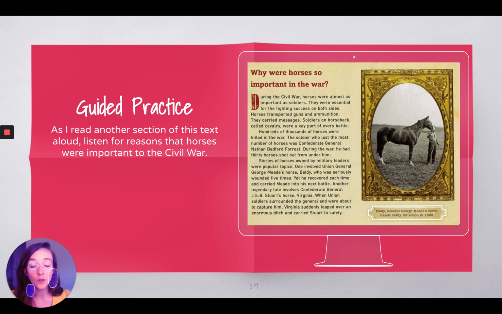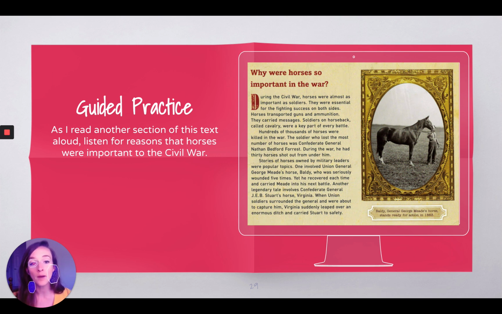Why were horses so important in the war? During the Civil War, horses were almost as important as soldiers. They were essential for the fighting success on both sides. Horses transported guns and ammunition. They carried messages. Soldiers on horseback, called cavalry, were a key part of every battle. Hundreds of thousands of horses were killed in the war. The soldier who lost the most number of horses was Confederate General Nathan Bedford Forrest. During the war, he had 30 horses shot out from under him.